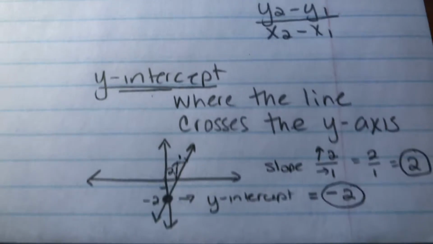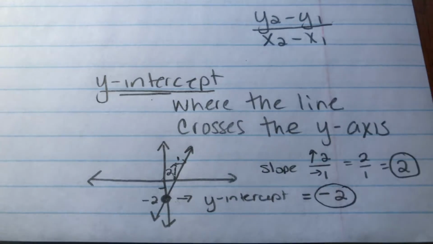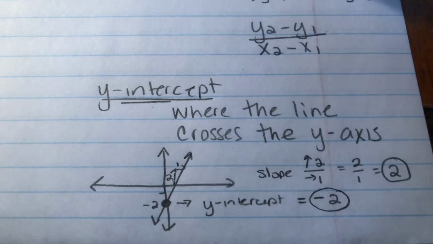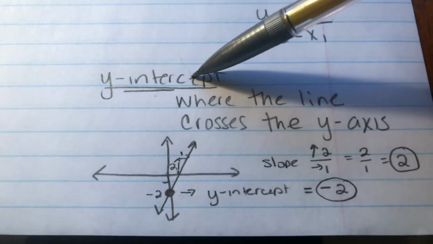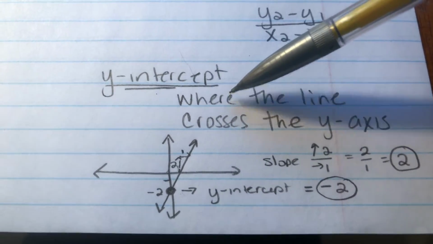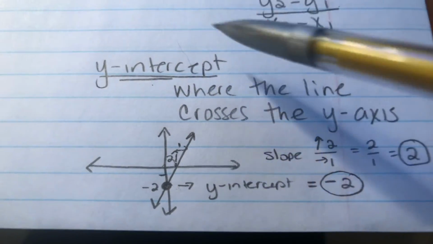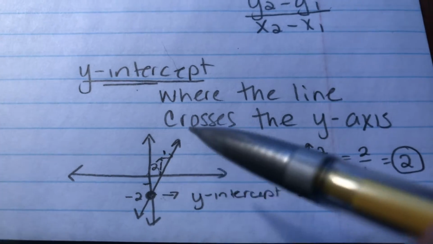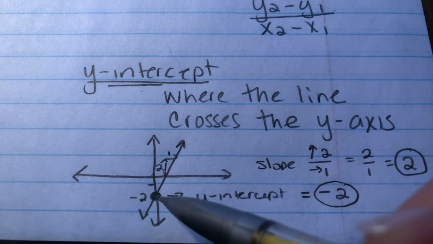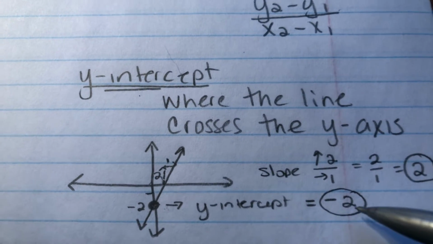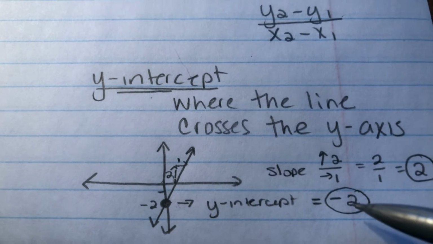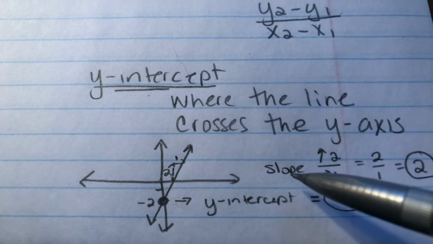Now, if you are given a graph like this, to find the y-intercept, that's easy. All you have to do is look to see where the line crosses the y-axis. So here's our line, and it crosses the y-axis right here at -2. So there's my y-intercept, it's -2. You don't have to calculate any work, but you do have to find the slope.